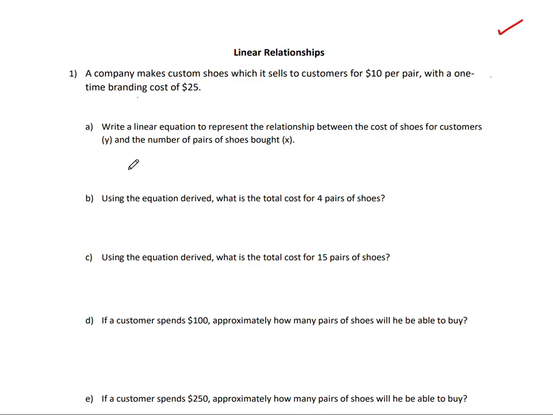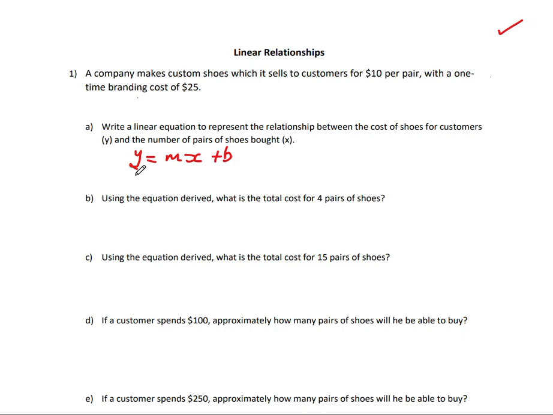So our equation here is going to be a linear equation, and the standard form of a linear equation is y equals mx plus b, where mx is our variable component, m is particularly our slope, and b is our y-intercept or constant.